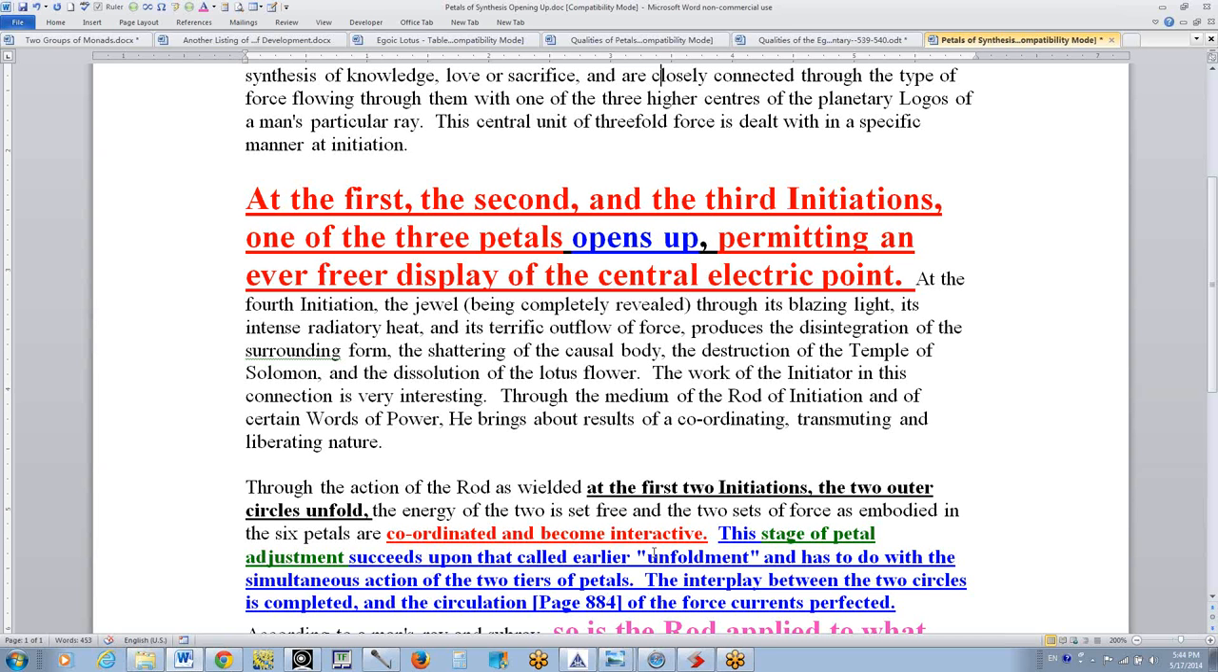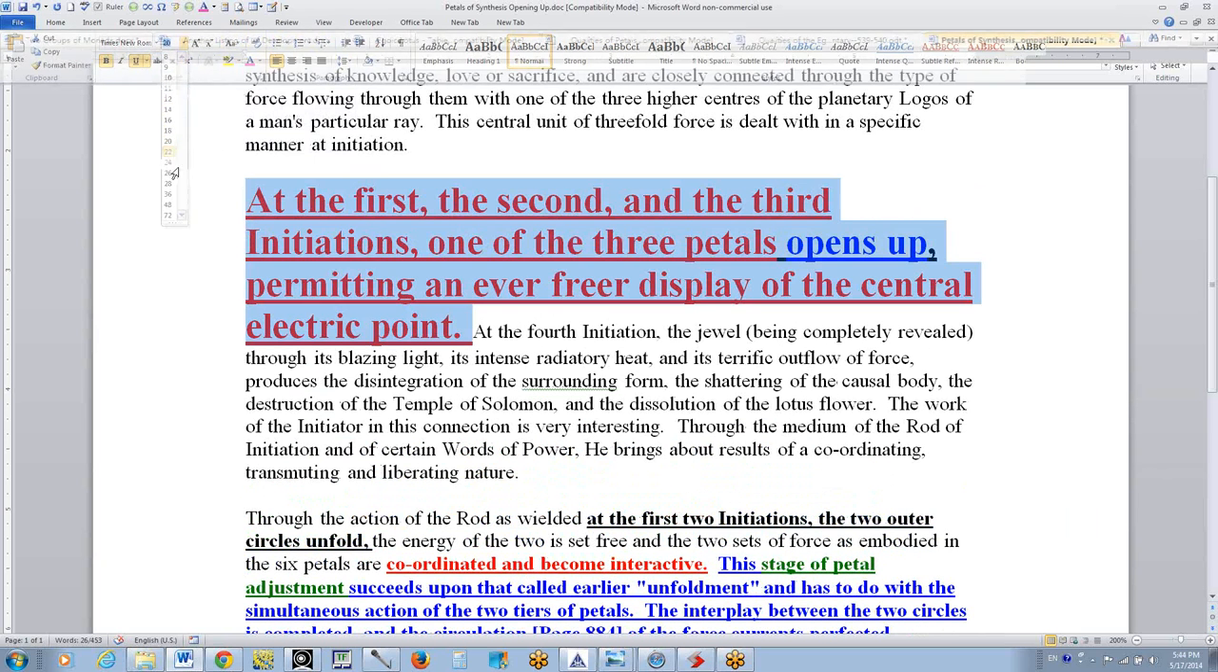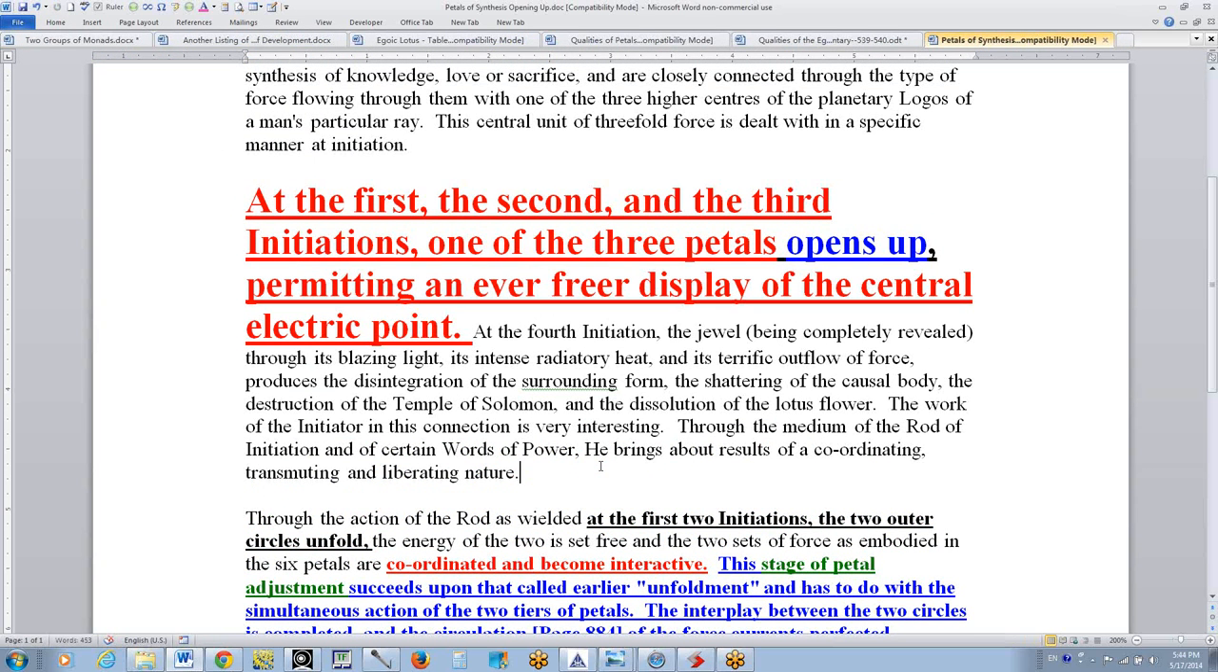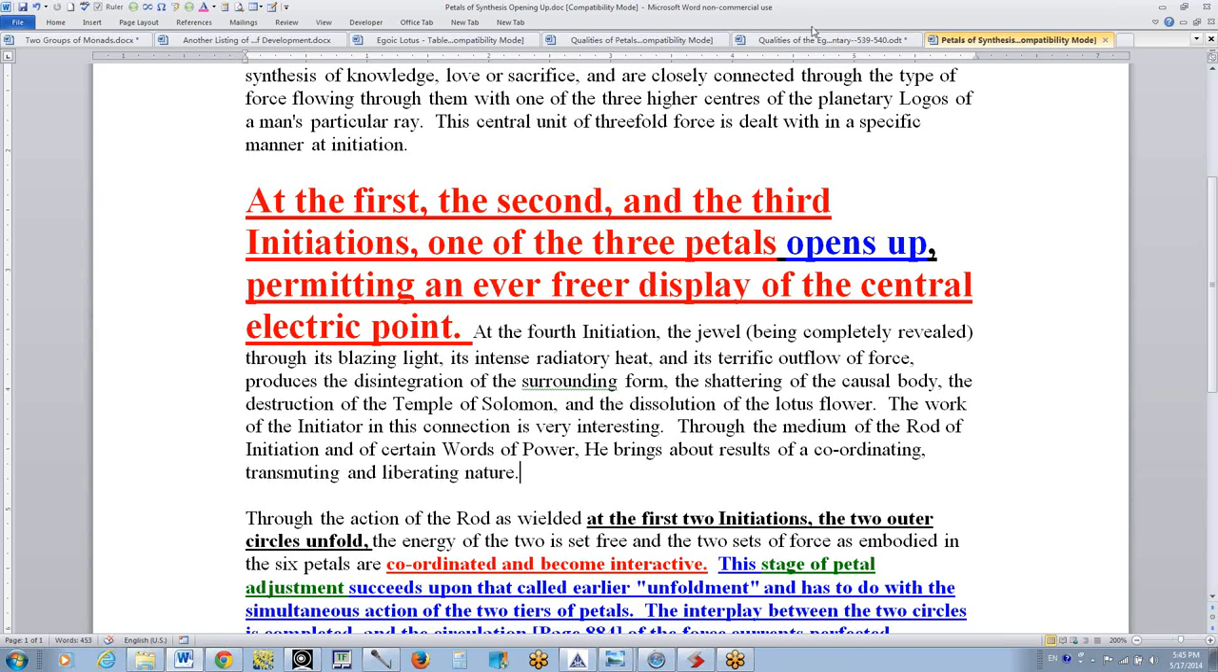Anyway, at the first, second, and third initiations, one of the three petals opens up, permitting an ever freer display of the central electric point. So we have to keep that in mind when it seems to tell us that the three are still hidden at the first and second initiation. I want to make that even bigger. Okay, so I'll keep that as kind of something on the side. There are other references here. The main references are here, and if I need them, I'll call upon them.